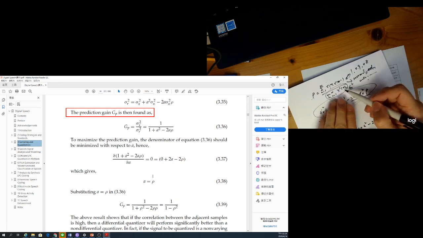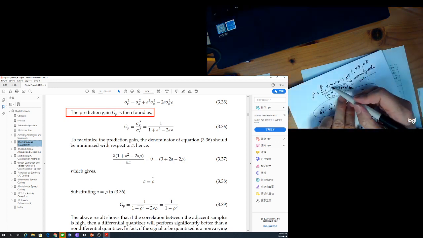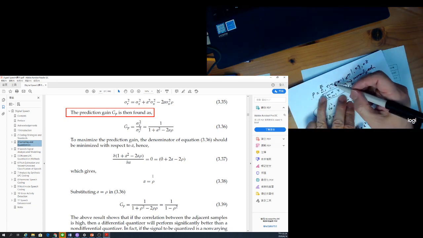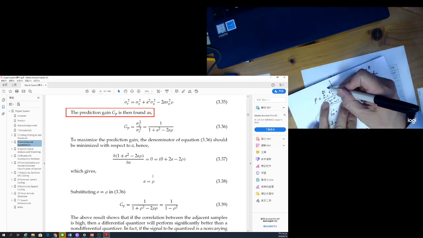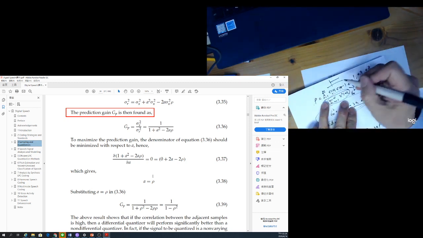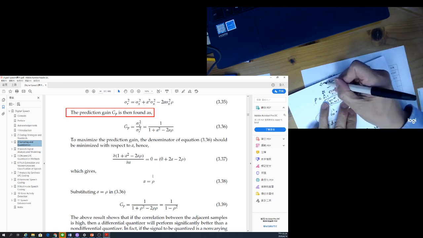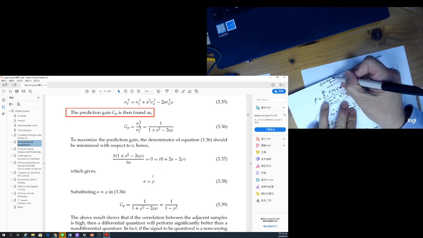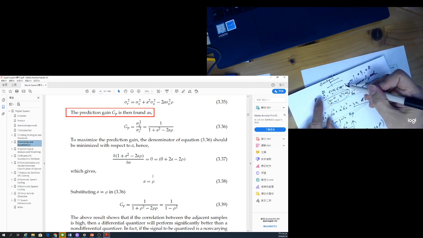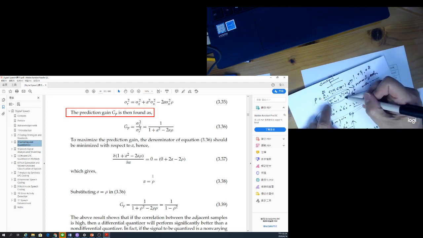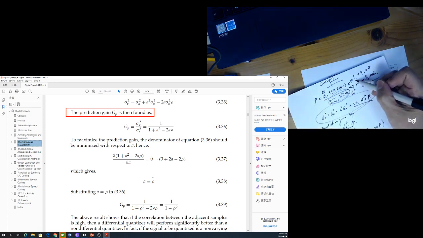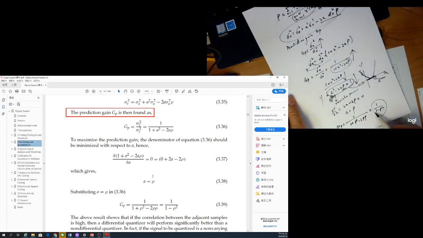This one is the energy, and this one is the neighboring signal. Assume your signal is a DC term, so all the data are the same, so Sn is equal to Sn minus 1. Then your numerator and denominator are divided by the same thing, so they will be equal to 1. So your prediction gain will be infinite.